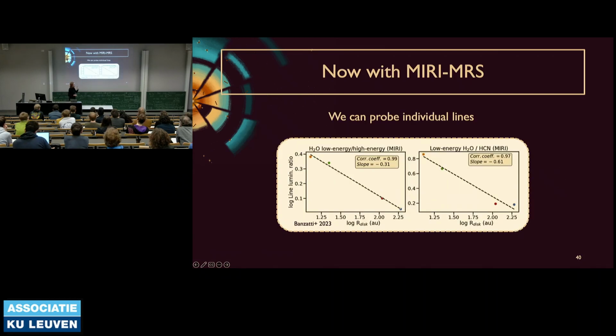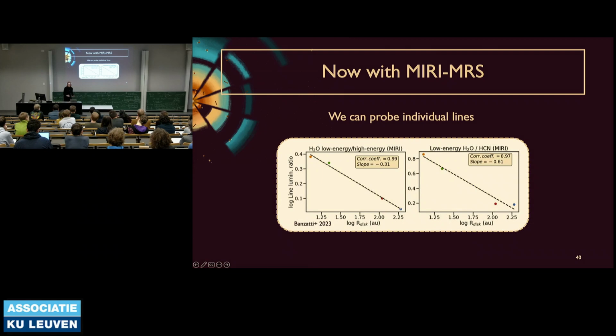However, now this radius relation has also been seen with MIRI, JWST. Because we can probe individual lines now, they specifically looked at cold water, because cold water is expected to be much brighter due to drift, because there's diffusion of this cold water across the water snow line. So you would be able to see the signature in brighter cold lines. And they do see this. They see that the low energy versus high energy water ratio decreases as you get a larger dust disk. And that dust disk would be tracing drift, right? So they see signatures of this already.